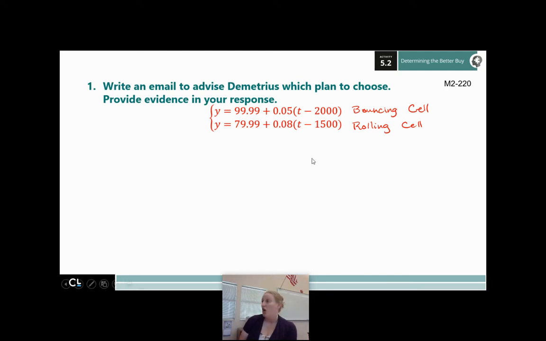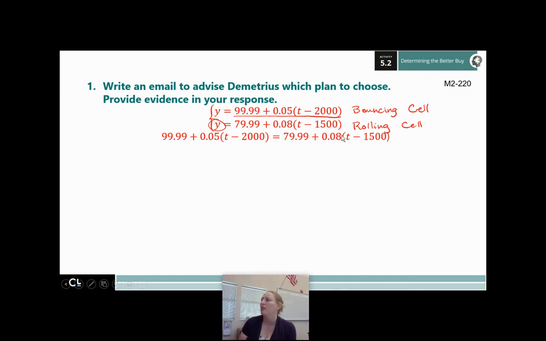All right then, let's solve. And just like last time, they're both equal to y, right? So everywhere I see a y, I can substitute in, since y equals all of this stuff here, that 99.99 plus 0.05 times t minus 2,000. So I have a long equation. Can we fix this? This is a mess. We need to fix this.